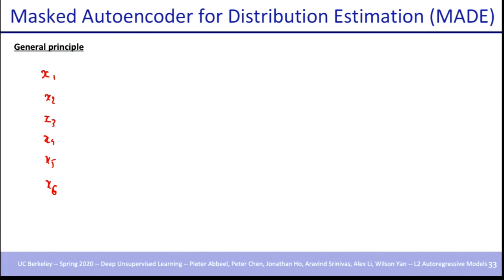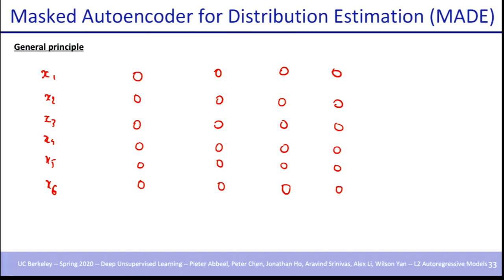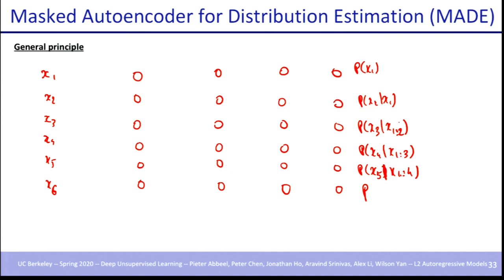We're going to have multilayer processing. So they go in here, and then you have maybe some layer here, another layer here, another layer here. And then you're outputting the probability: P of x1, P of x2 given x1, P of x3 given x1 and x2, P of x4 given x1 through x3, P of x5 given x1 through x4, and then P of x6 given x1 through x5. Okay, so P of x1 cannot depend on anything, so we can't do much.